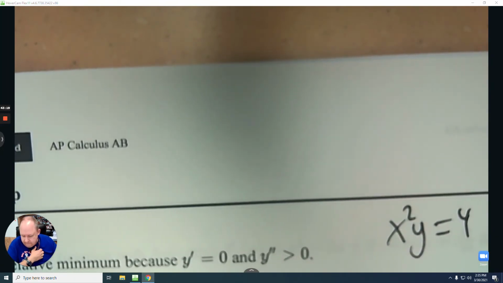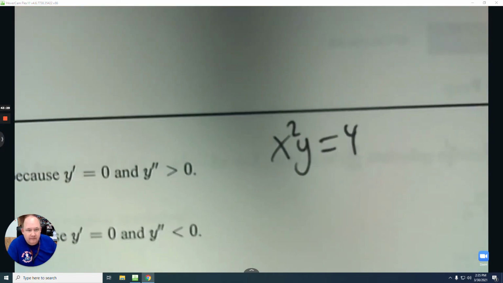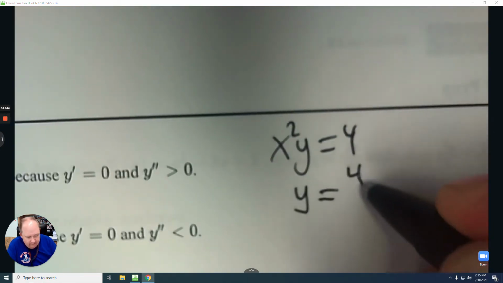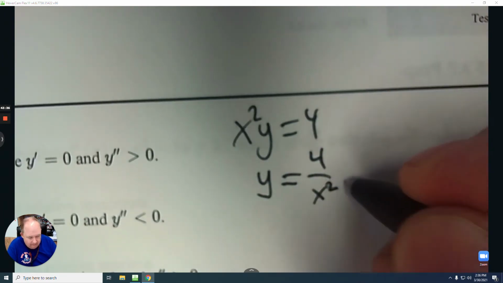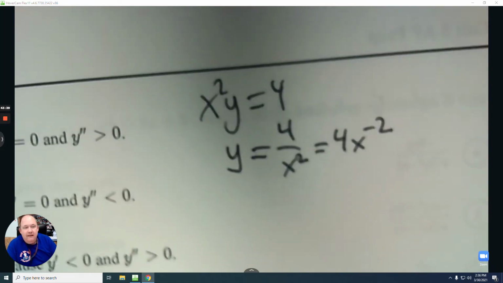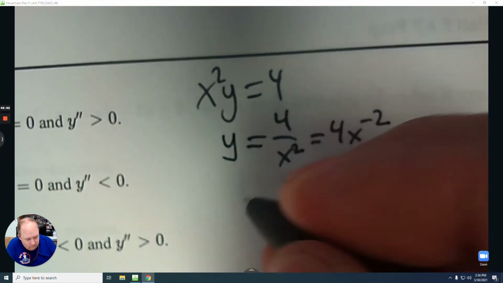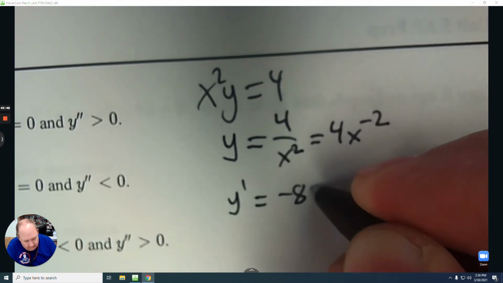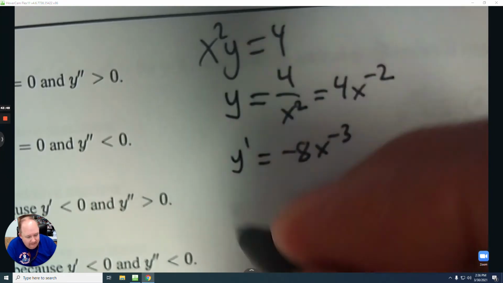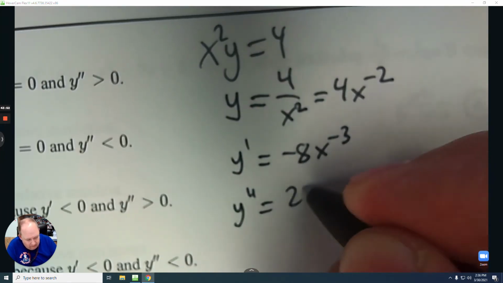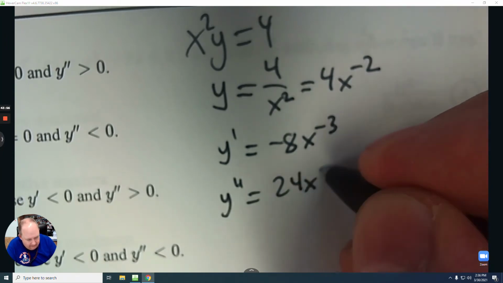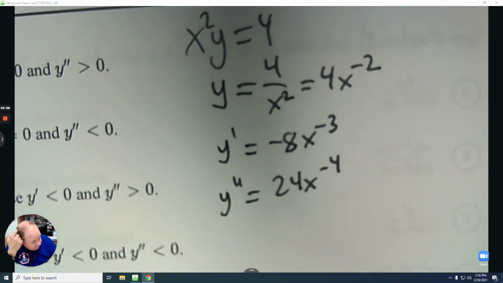So let's write this down. It's x squared times y equals 4. The first thing I'm going to do is take the derivative of that. Now for this one, I'm actually going to divide by x squared to get y by itself. That way I don't have to do it implicitly. And if I write it calculus friendly, that's what it would look like. So the first derivative would be negative 8x to the negative 3, and the second derivative would be positive 24x to the negative 4. So that's what we're looking at for the first derivative and second derivative.